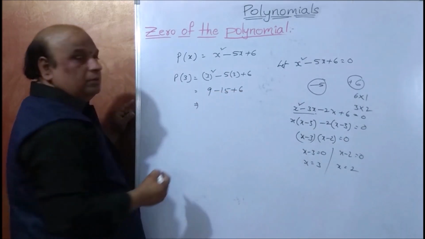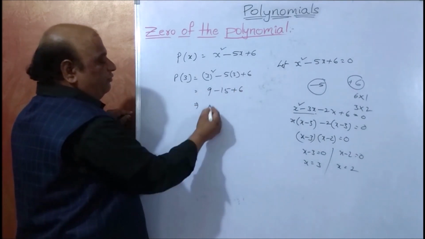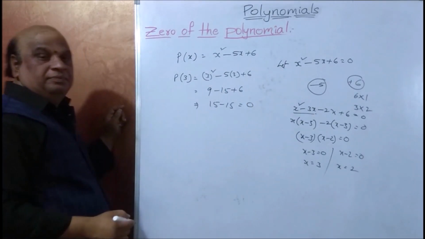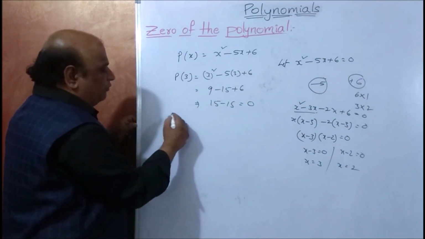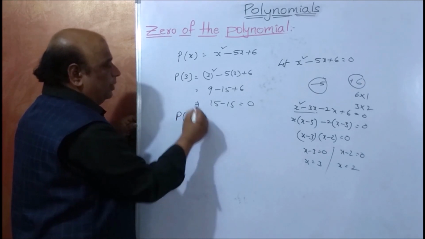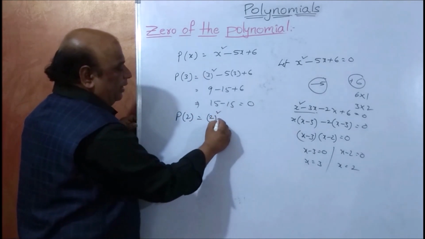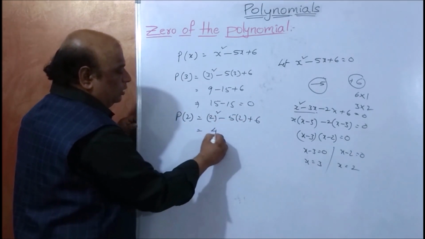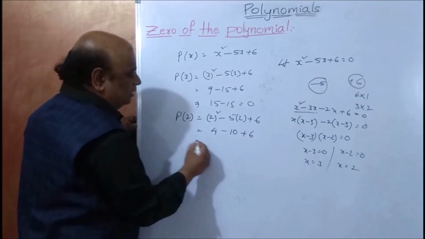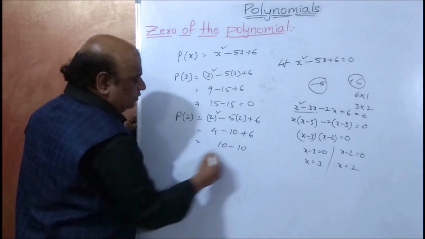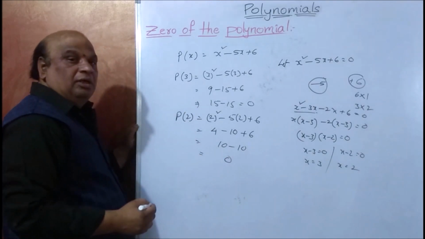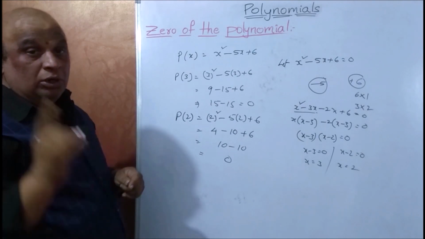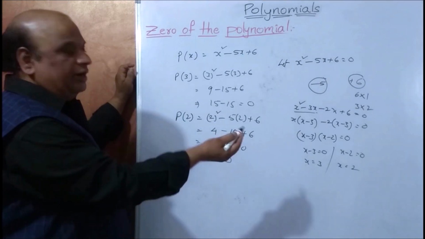9 plus 6 is 15, 15 minus 15 is equal to 0. Again you take p of 2: 2 square minus 5 into 2 plus 6, that is 4 minus 10 plus 6, 10 minus 10, equal to 0. So the polynomial x square minus 5x plus 6 has two zeros, that is 3 and 2.